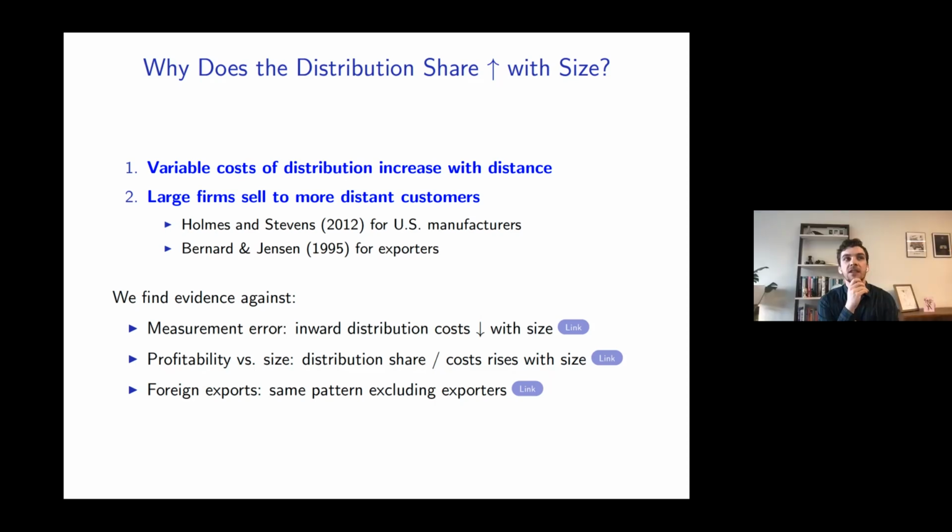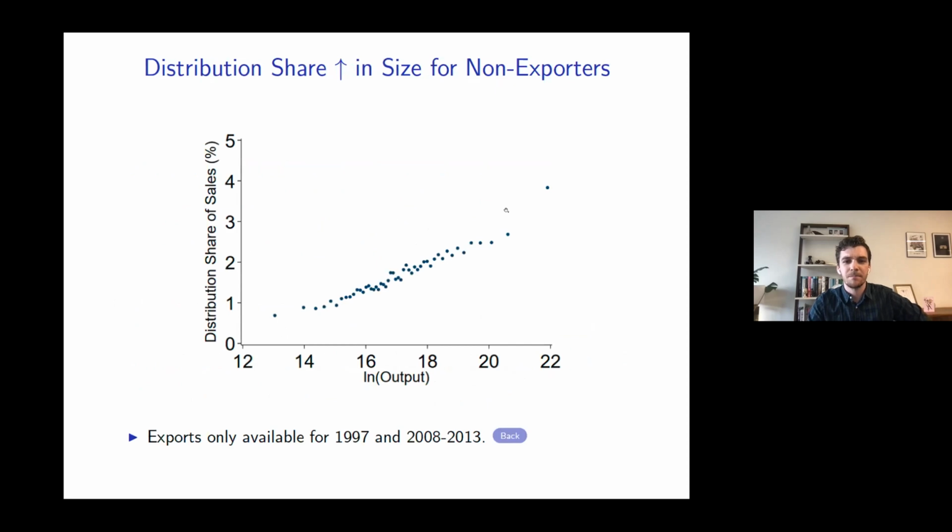The export intensity. So for foreign exports, yeah. So I mean, we'd see the same broad. This is kind of when we just drop all the exporters in the data, right? So these are firms that have 0 exports, and there is a downward shift in distribution expenses, as maybe you might imagine. But we still see this strong size relationship here.